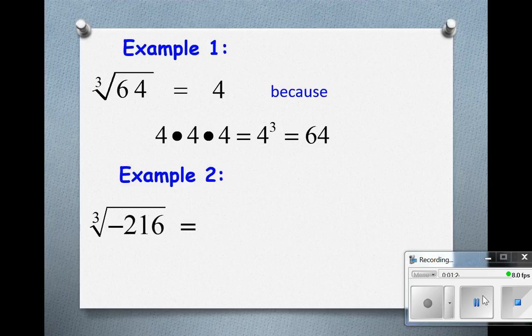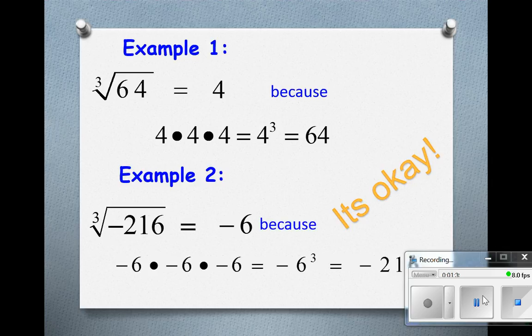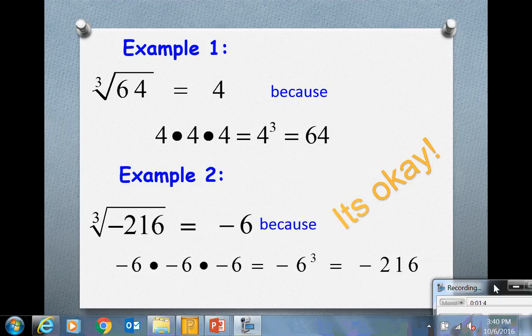Example 2 is the cube root of negative 216. With square roots, you can't have that. But with cube roots, it is okay because you can take a negative number and multiply it 3 times to get negative 216.